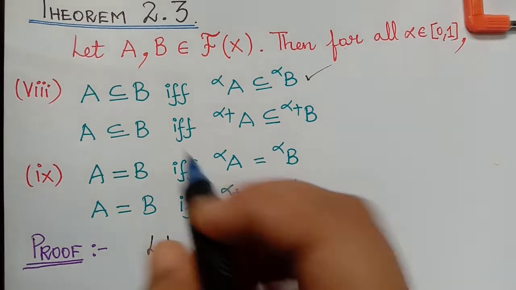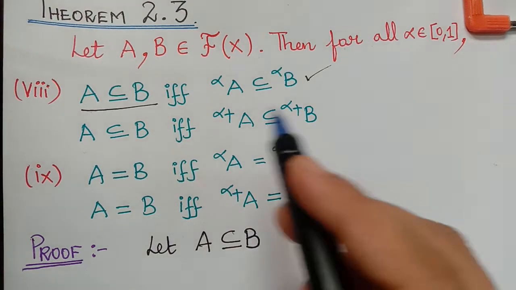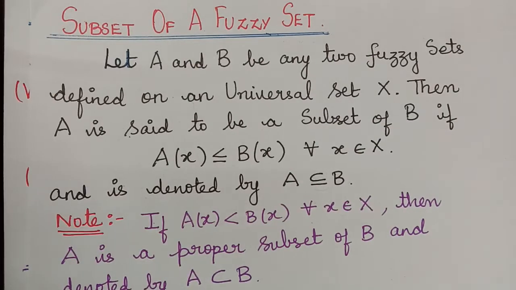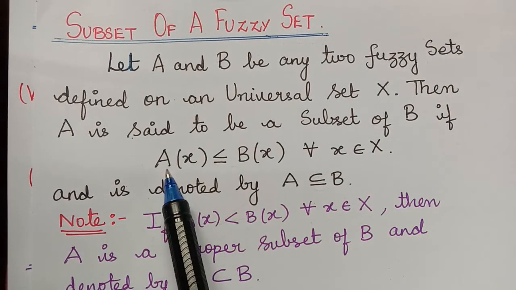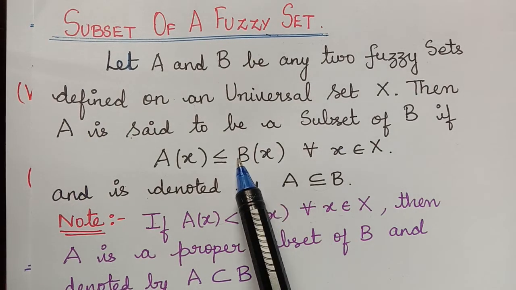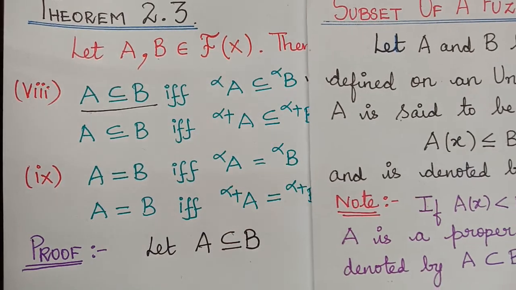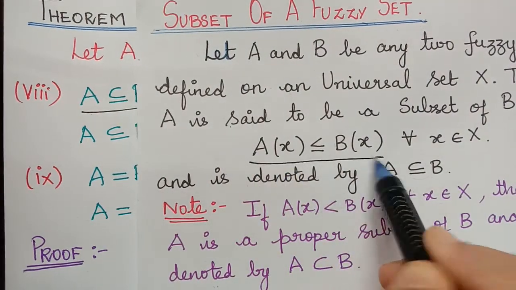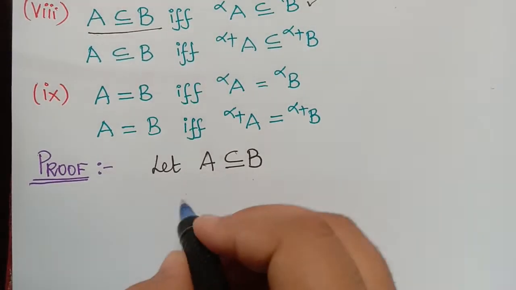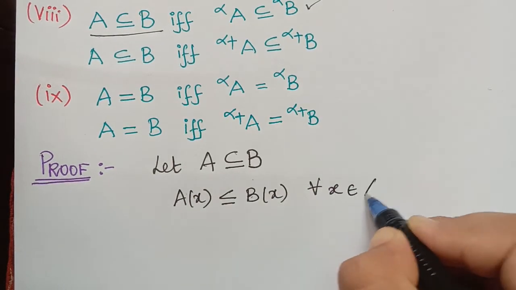So first let A be a subset of B. So fuzzy set A be a subset of the fuzzy set B. So we know that A and B are fuzzy sets. So as per the concept of fuzzy set, when do we say that A is a subset of B? If the membership grade of X with respect to the fuzzy set A is lesser than or equal to the membership grade of X with respect to the fuzzy set B, then we say that A is a subset of B. So now here we have assumed that A is a subset of B. So that means A of X is lesser than or equal to B of X for all X an element of capital X. So using this, we have A of X is lesser than or equal to B of X for all X belonging to capital X.